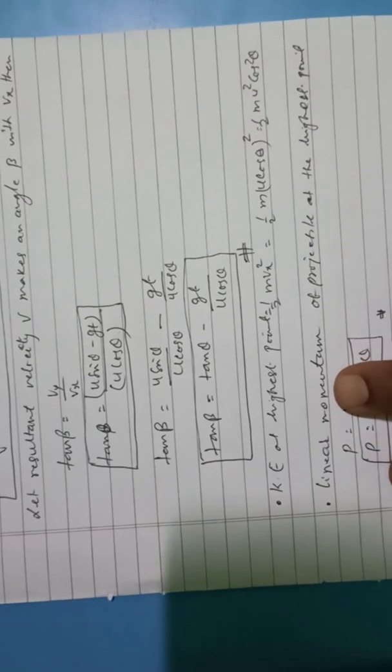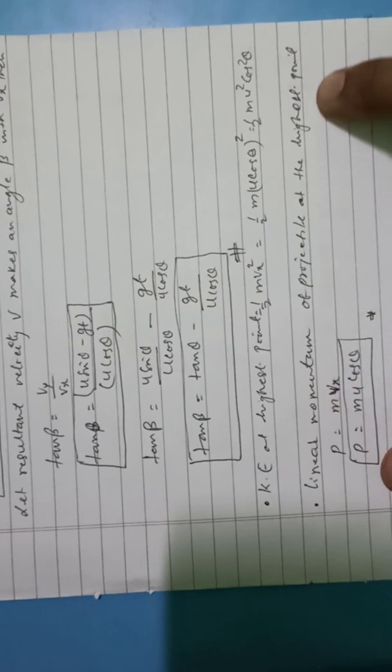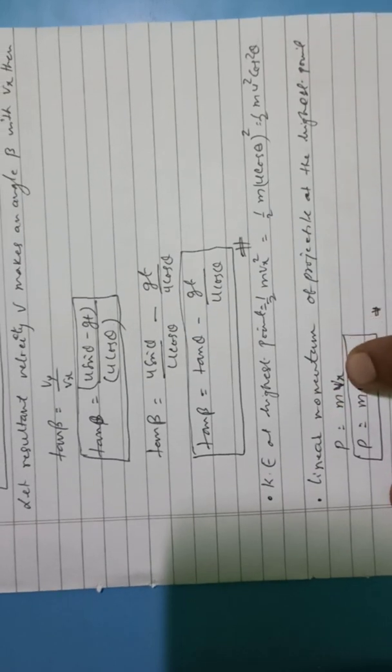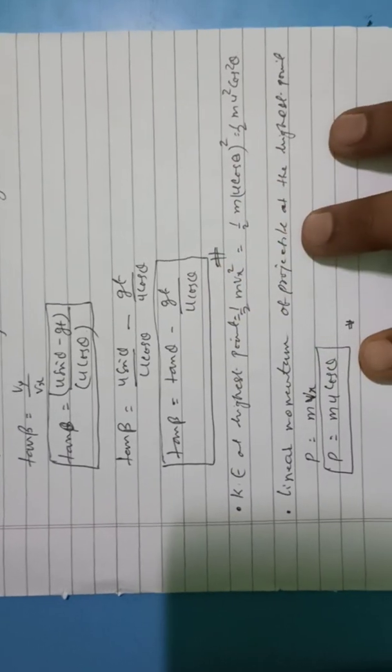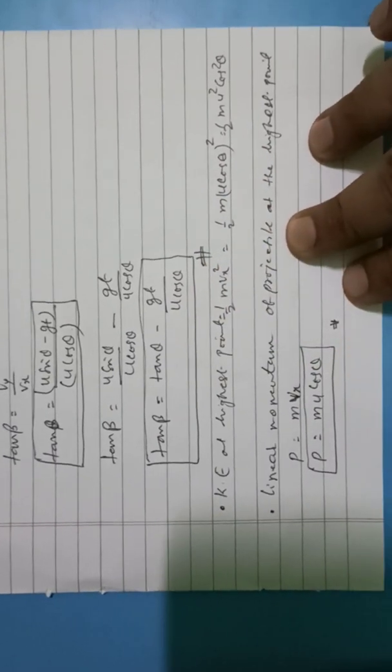Suppose anyone asks you what is the linear momentum of the projectile at the highest point. At the highest point, the velocity is equal to the Vx component, which is U cos theta. Therefore, we write P is equal to m Vx, that is P is equal to m U cos theta. These are the 2 points. They are helpful in understanding projectile motion.